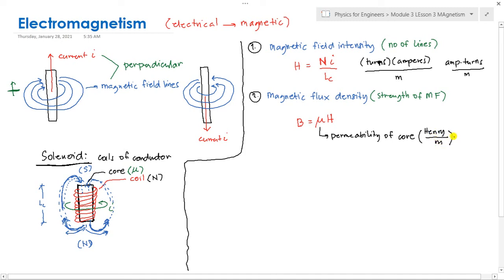Actually, the Henry relates to electrical topics. Well, anyway, you did not cover it in the module. The Henry is the unit of measurement that quantifies inductance. Are you familiar with inductance? Haven't you encountered inductance? Inductor, inductance, capacitor, capacitance. So the Henry is used for inductance. And H, again, we already know its unit, right? H is in ampere turns per meter.